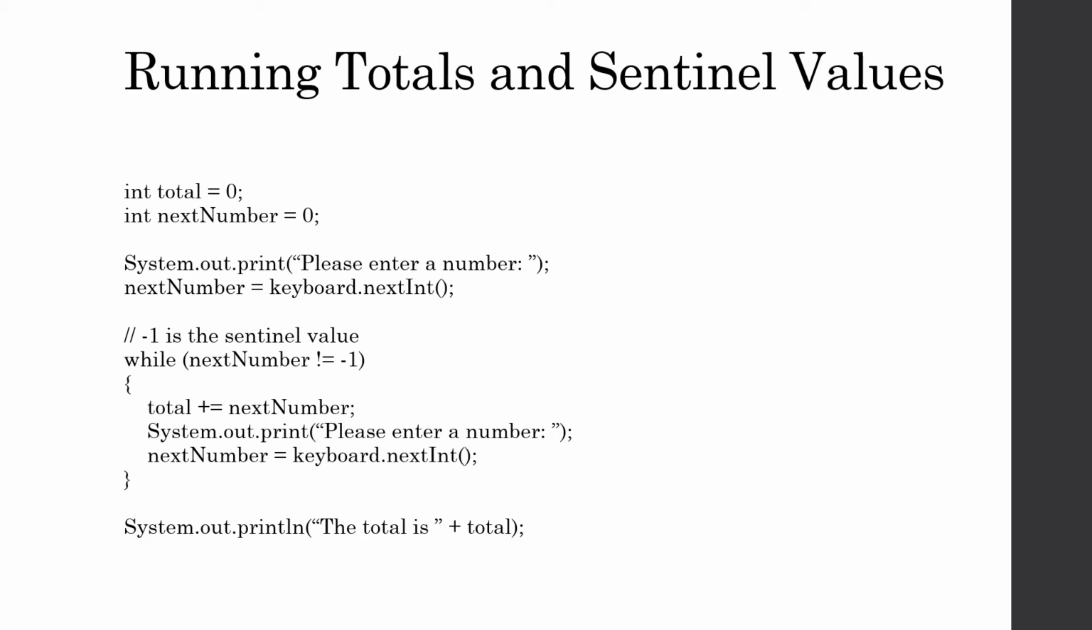And the reason that we're going to do that is because sometimes we need to check the next number that the user is entering to determine whether or not that number, whatever its value happens to be, is meant to be used as our Sentinel value.